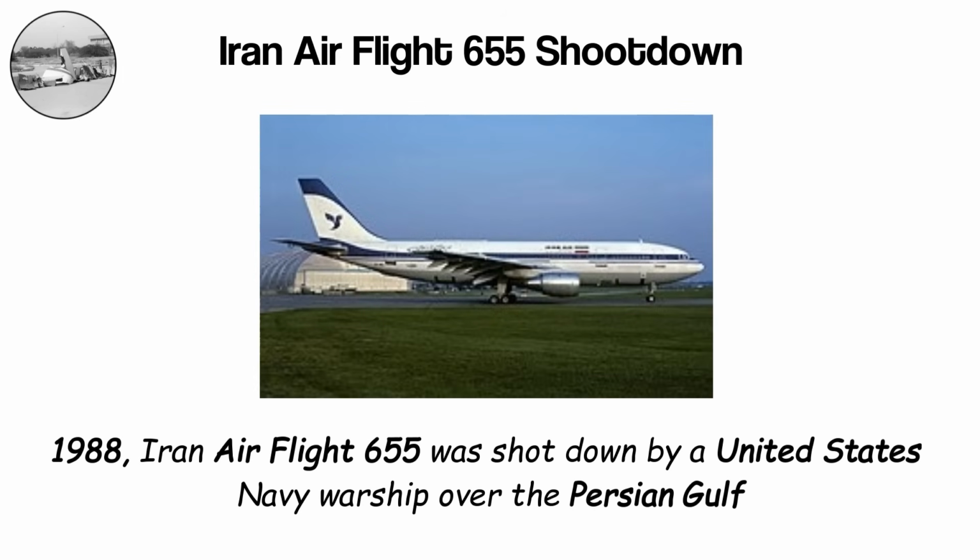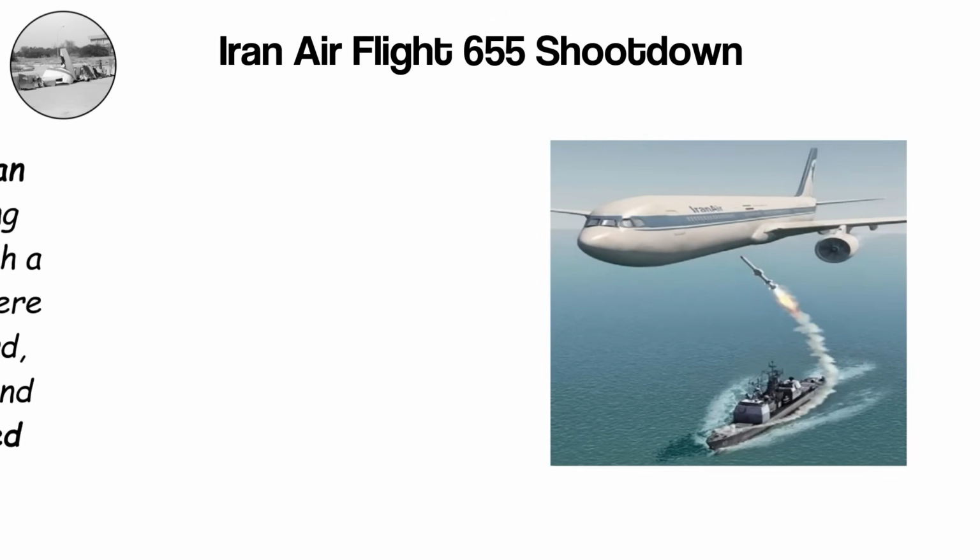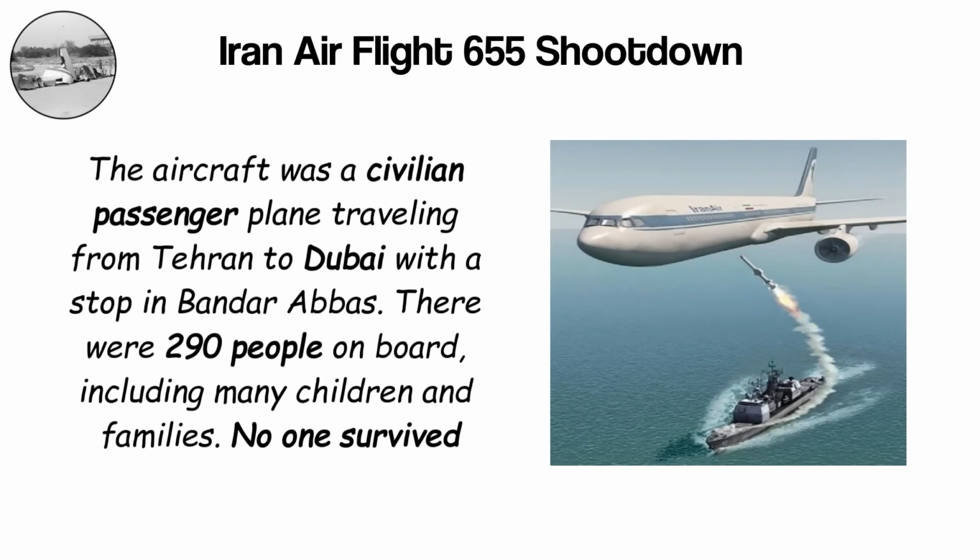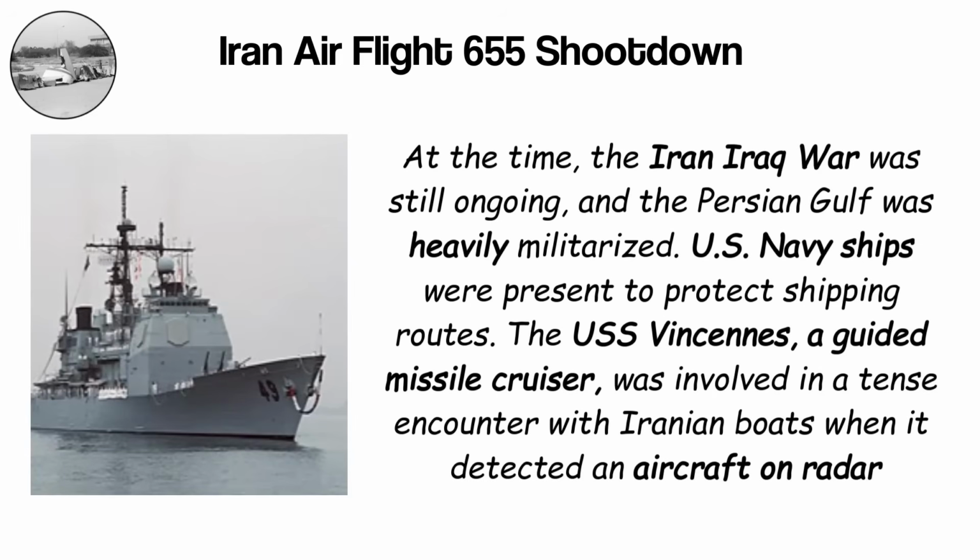On July 3, 1988, Iran Air Flight 655 was shot down by a US Navy warship over the Persian Gulf. The aircraft was a civilian passenger plane traveling from Tehran to Dubai with a stop in Bandar Abbas. There were 290 people on board, including many children and families. No one survived. At the time, the Iran-Iraq War was still ongoing, and the Persian Gulf was heavily militarized.